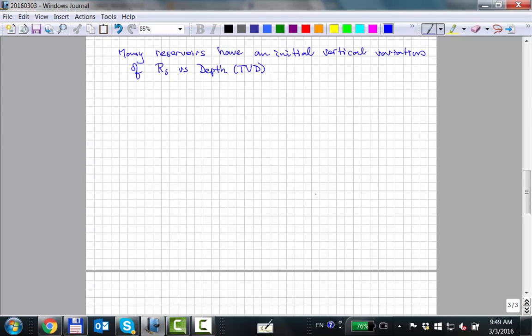Well, again, because of gravity, we end up with most reservoirs having a solution gas-oil ratio, we call it RS, versus depth that decreases. Okay, why? Because methane being lighter tends to go up, and the heavy components, C30 plus, tend to go down. It's that simple. Okay?